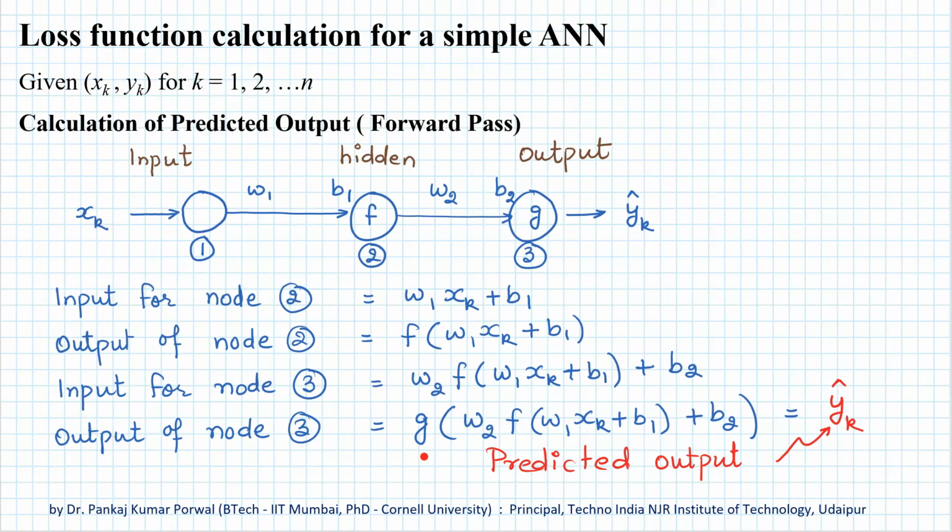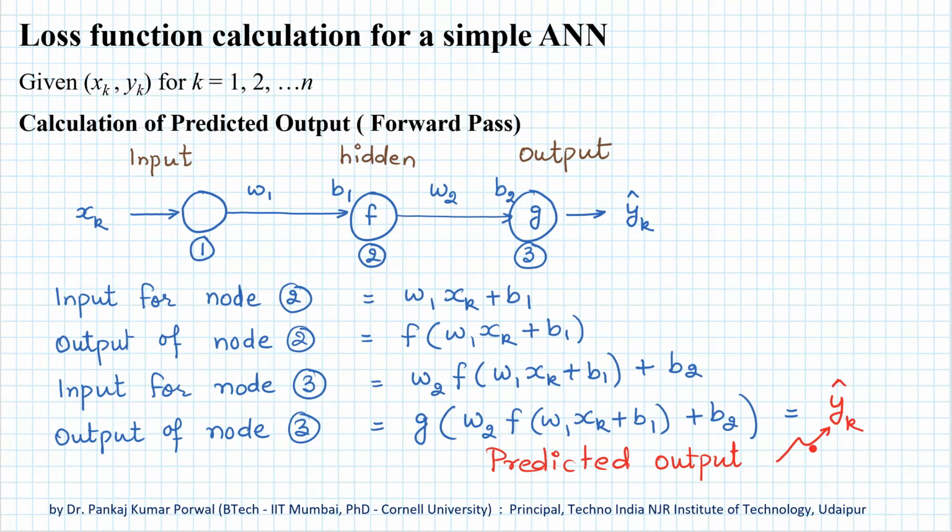Now note that g is a function and f is also a function. So yk hat is a function g of another function f. This idea of taking a function of a function is called composition of functions, and that's why we call artificial neural networks compositional in nature. That is, the predicted output of an artificial neural network is a composition of activation functions. In fact, each additional layer will add one level of composition of functions.